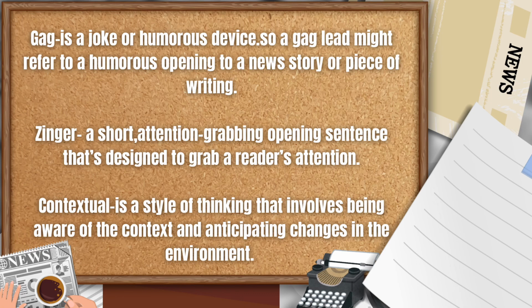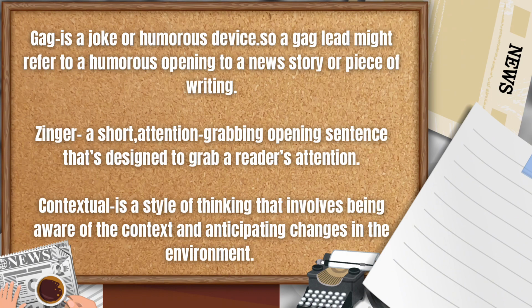So next is a zinger. A zinger lead is a type of opening sentence in writing, especially in journalism, that is designed to grab the reader's attention with a sharp, witty, or surprising statement. It's often short, punchy, and sometimes humorous or provocative, making the reader want to keep reading. So here's a short example of a zinger lead. Breaking news: your morning coffee might be more loyal than your best friend. This kind of lead is sharp, witty, and meant to immediately hook the reader with a bold or humorous statement.